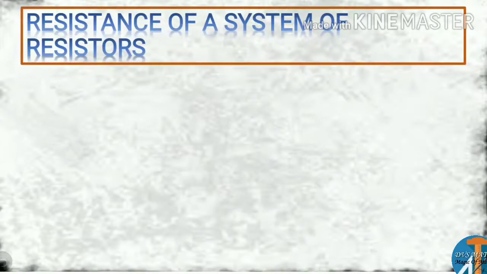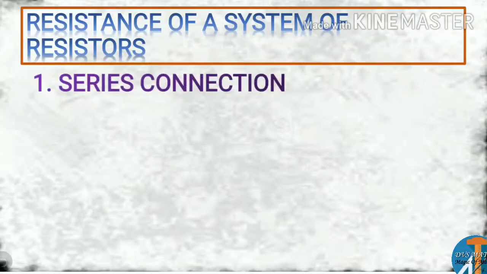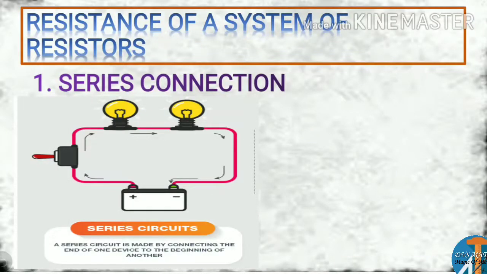Next, resistance of a system. How the resistors are connected in the circuit. There are two types of connection: one is series connection and the other is parallel connection. Let's first understand series connection. Observe the circuit. A series circuit is made by connecting the end of one device to the beginning of another. See here, it is connected end to end, or you can consider it as adjacent together. So one after the other.